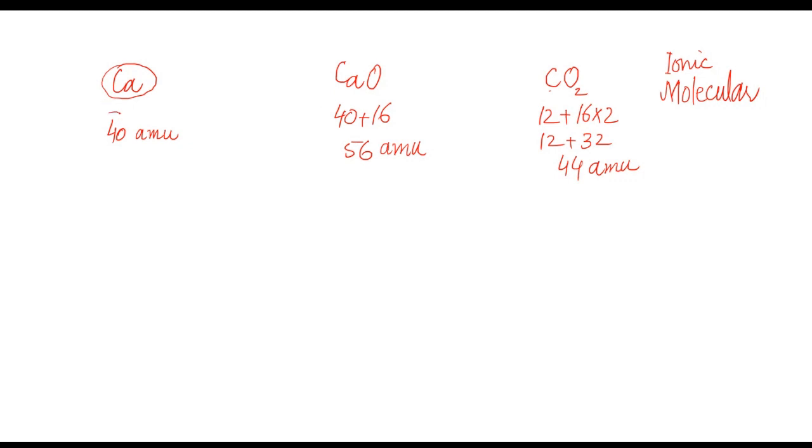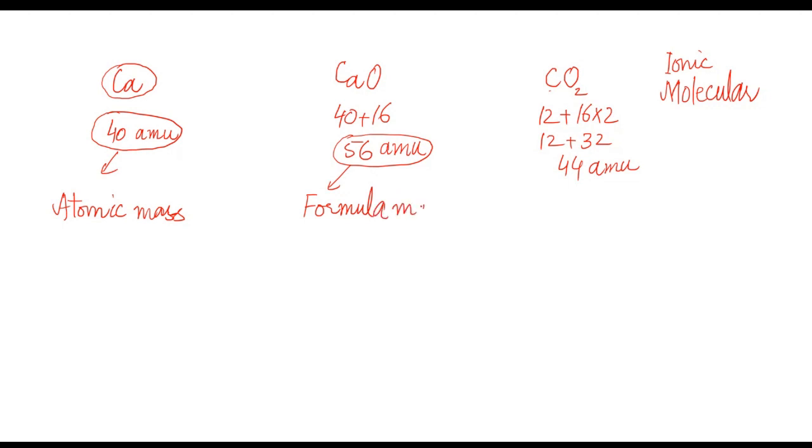This is an element, so the mass of any element is called atomic mass. Here it is an ionic compound, so for this I will use the word formula mass. Formula mass is the word used for the mass of an ionic compound. Now this is a molecular compound, and the word we use for the mass of a molecular compound is molecular mass.